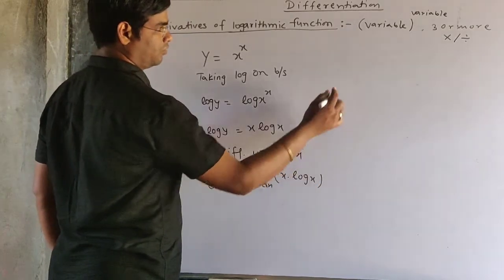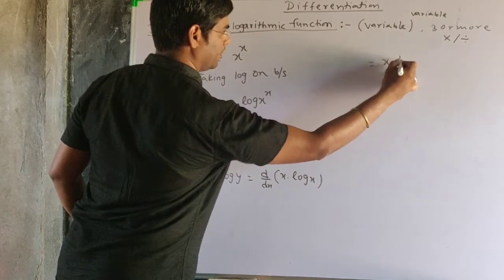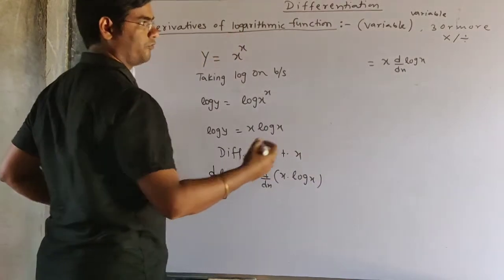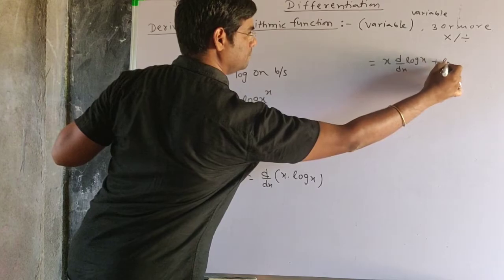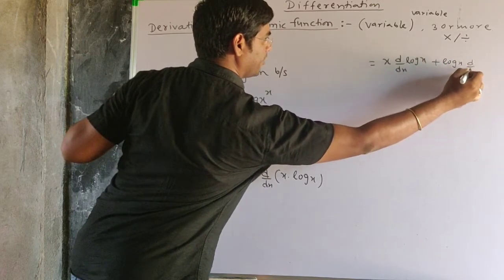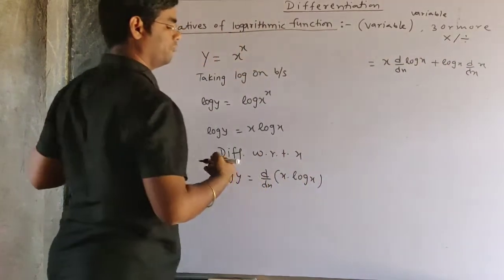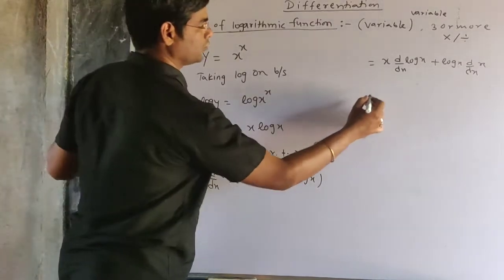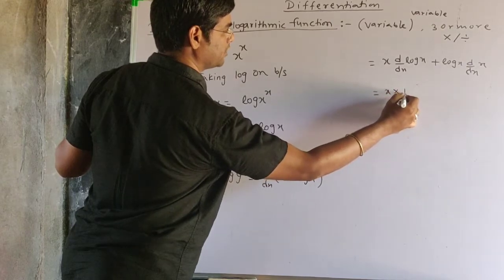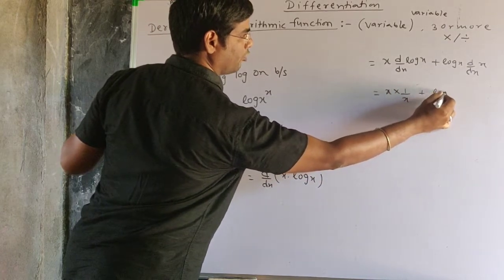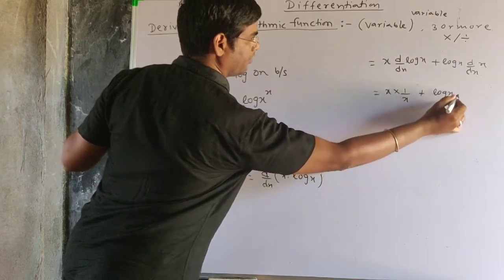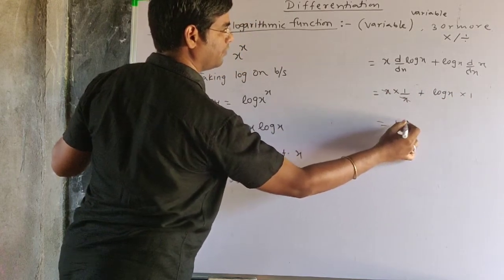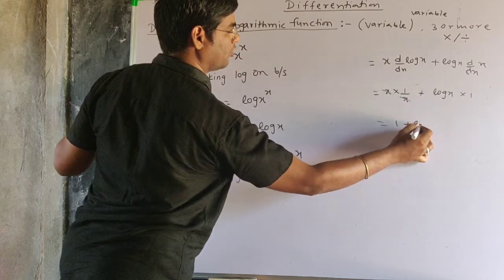What is the u into v rule? u derivative of v plus v derivative of u. Here we have applied the u into v rule. So the answer is x, the derivative of log x is 1 upon x, plus log x will remain the same, and the derivative of x is 1. So x gets cancelled, and we are left with 1 plus log x into 1, which is log x.